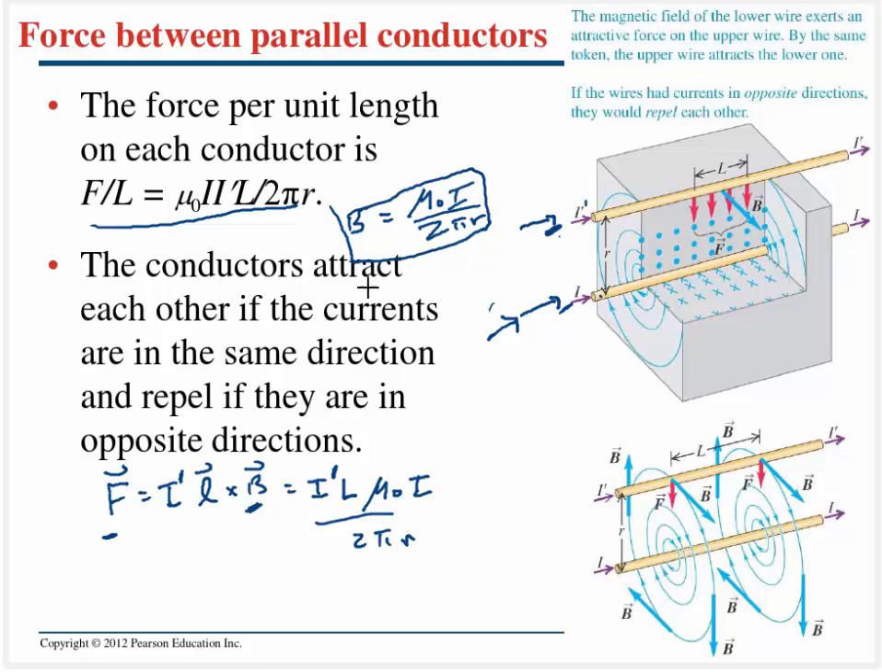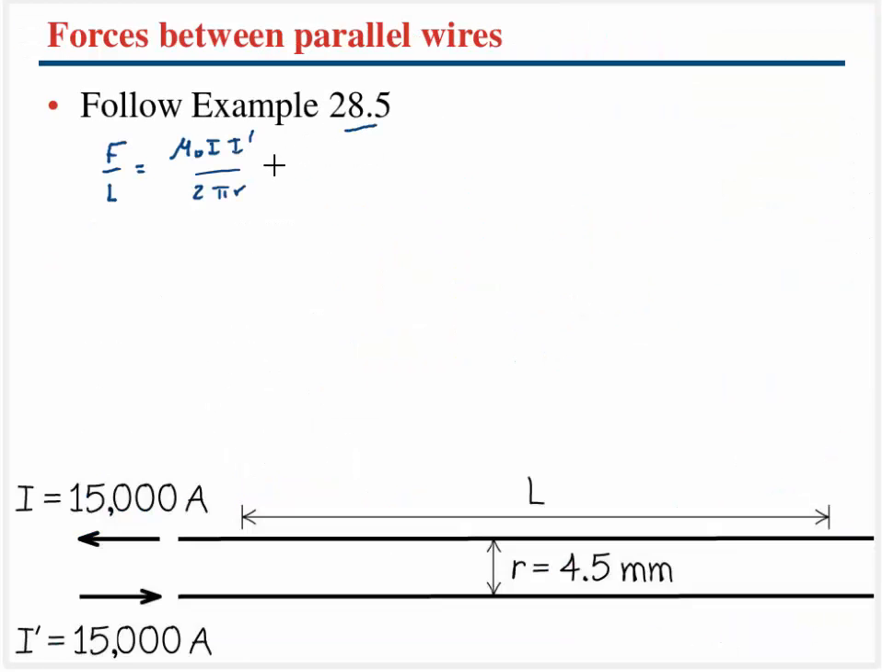One thing to be careful of is all the directions. You can kind of conceptually see all the right-hand rules down there. I'm not going to go through that yet another time, but in general, these wires are going to attract each other if the currents are in the same direction, and they're going to repel if the currents are in opposite directions.